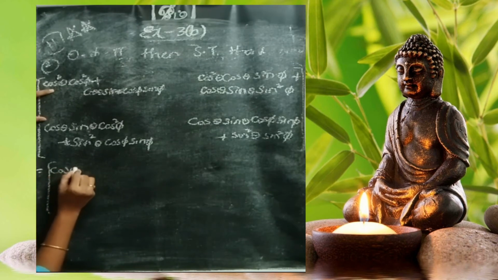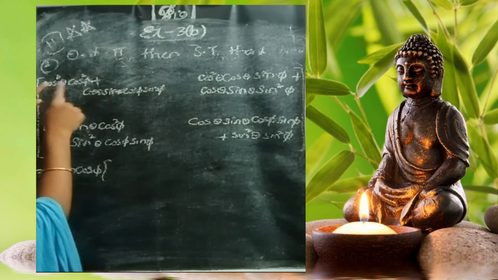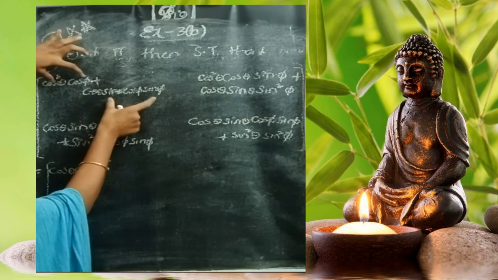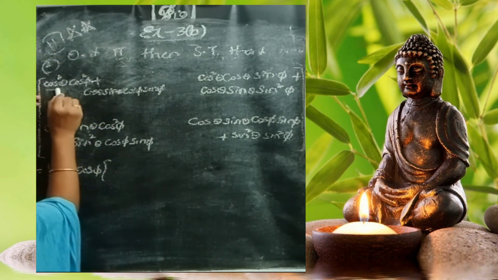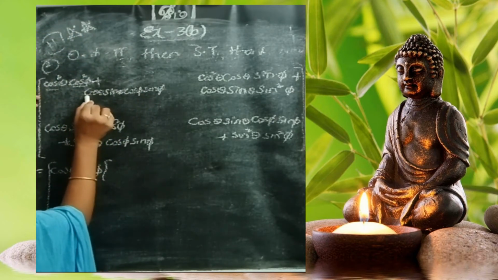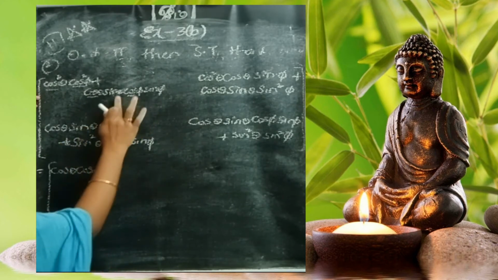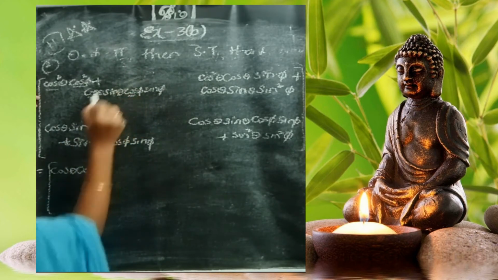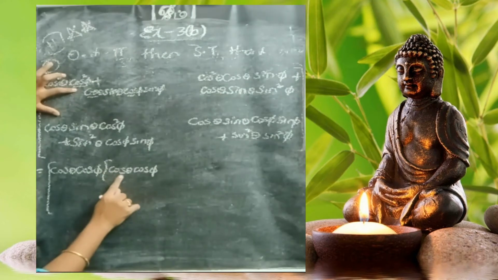See, don't confuse it. Make cos pi common. Why? Because both the terms have cos theta, cos pi. Here cos theta, cos pi. Here also cos theta, cos pi. Here and here. Okay, this is sin theta. Okay, cos theta, cos pi.